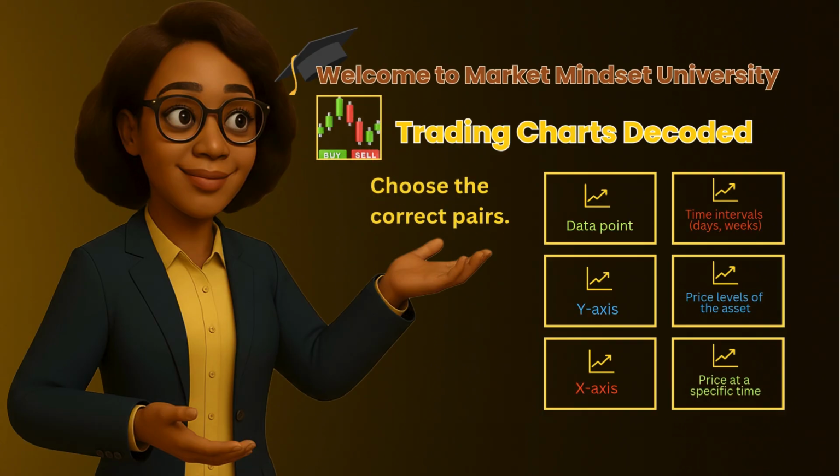Here are the correct matches. The data point, shown here in green, represents the price at a specific time. The y-axis, in blue, shows the price levels of the asset, and the x-axis, marked in red, represents time intervals like days or weeks. Excellent progress.